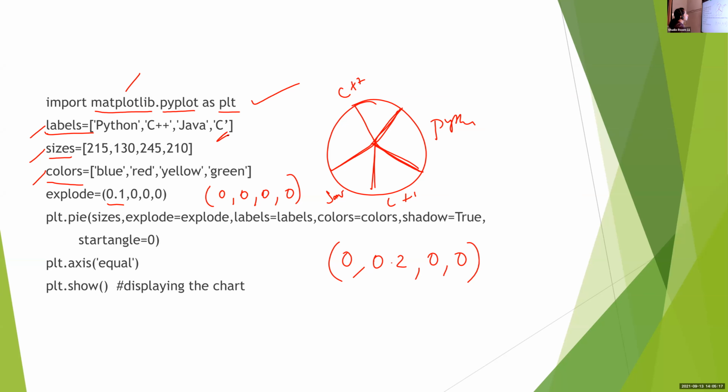Ma'am, explode equal to, for the third portion, 0.1 value. Correct, Amal. Sorry, 0, 0, 0.2, 0. If I want to pull out C, it is not the third position, it is the fourth position. Is it clear, Amal? I want to pull out C, so I give the value in the fourth position, because 1, 2, 3, fourth position is C. So 0, 0, 0, 0.2.